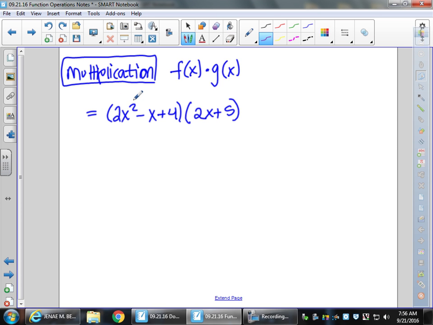Get those arrows going. I'll take you that far just to show you how to start. How many more terms do we need? Two more. So take your time, use your arrows, and then we'll compare.